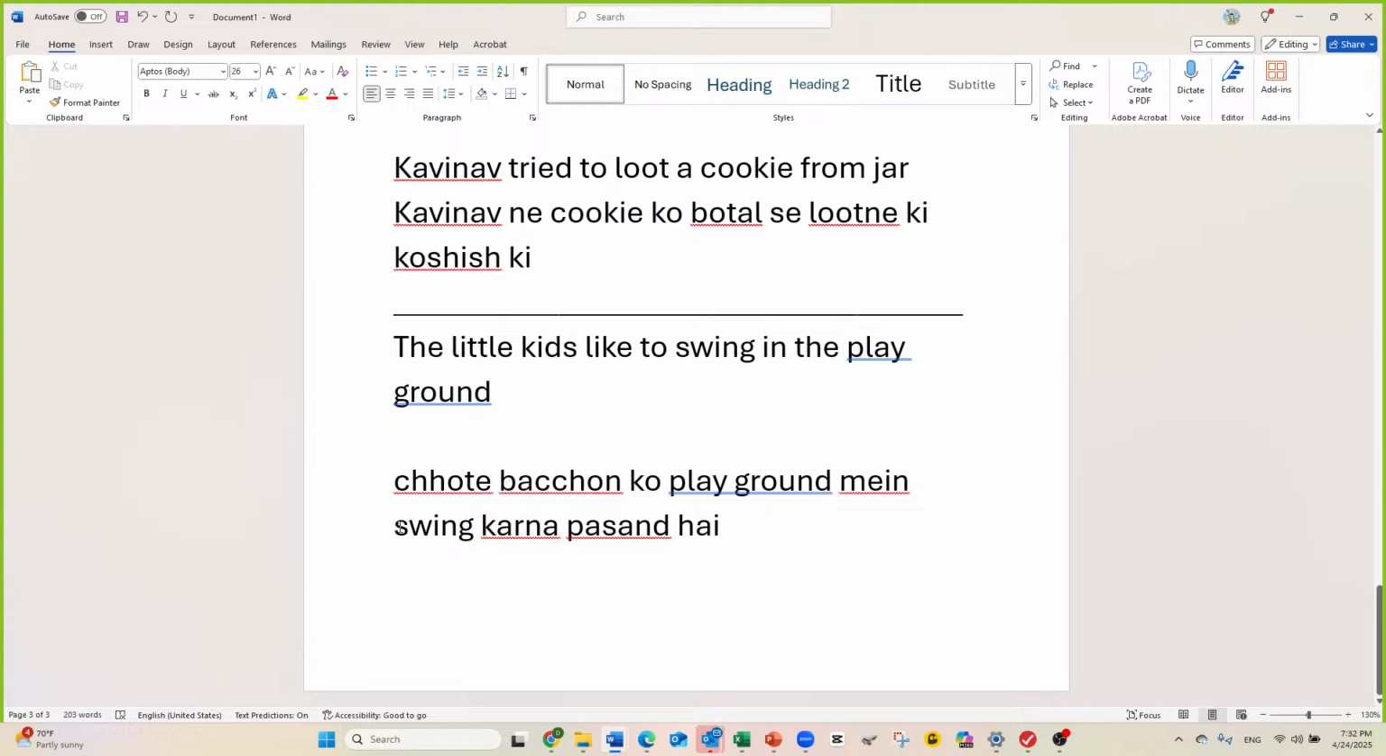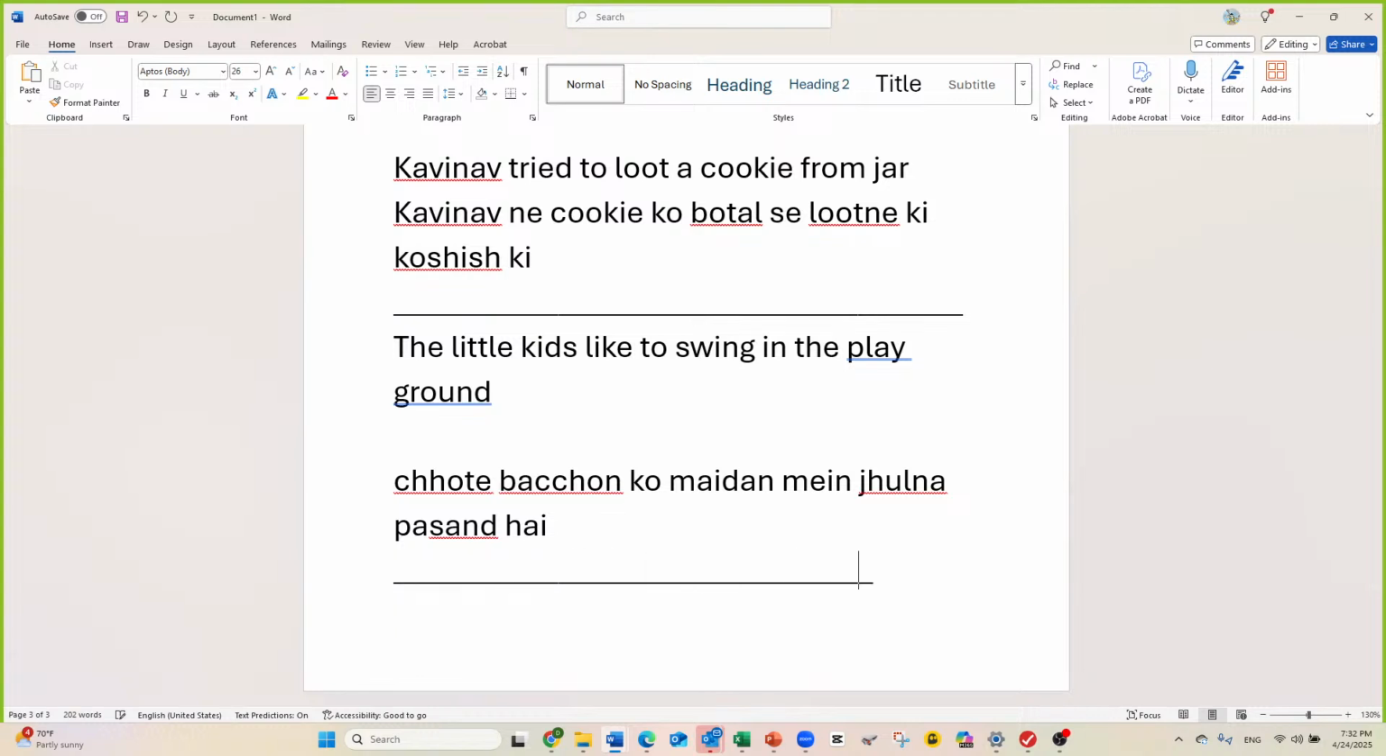So we said the Hindi word for swinging is झूल. So now we will replace swing karna with झूलना. Now also playground is an English word, so we'll replace that with the Hindi word which is मैदान. There's a movie called मैदान. So say छोटे बच्चों को मैदान में झूलना पसंद है.